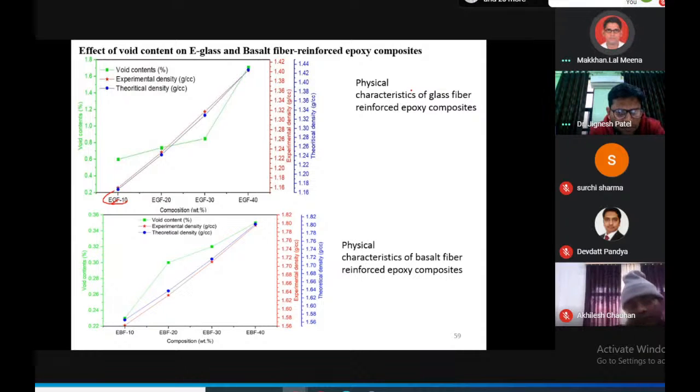We can see that the volume fraction of void increases with increased fiber loading, as shown in the figure. What is the possible reason? The possible reason for the increase in void may be poor fiber matrix interface bonding of the composites and incomplete wetting out of the fiber by the matrix. Second, from the results it is also shown that the void fraction of basalt fiber composites is lower than glass fiber.